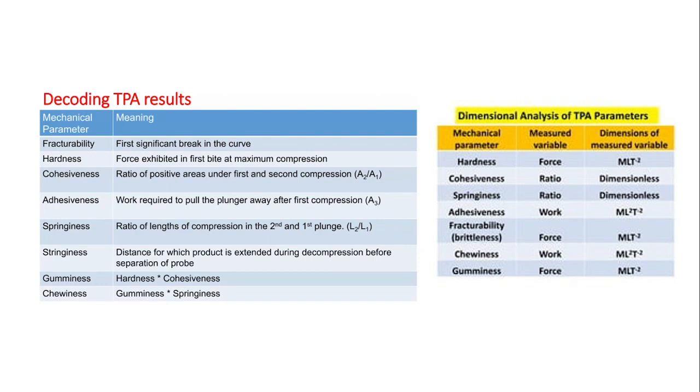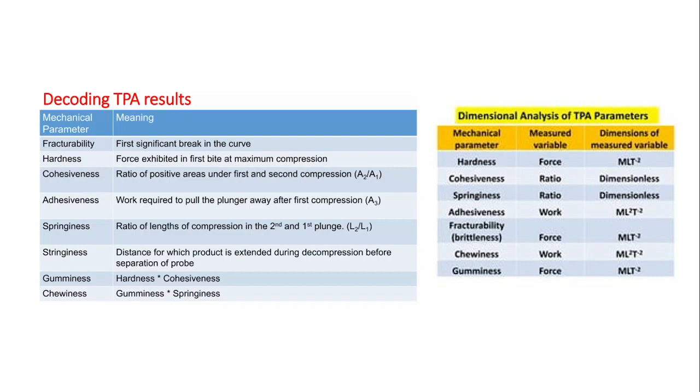These are the TPA results that we will be obtaining after performing TPA. Hardness, as already described, is the force exhibited in the first bite at the maximum compression. Cohesiveness is the ratio of the positive areas, that is A2 and A1. Then there is adhesiveness. It is the work required to pull the plunger away after the first compression. Springiness is the ratio of lengths of compression in the second and first plunge, that is, during the second and first compression.